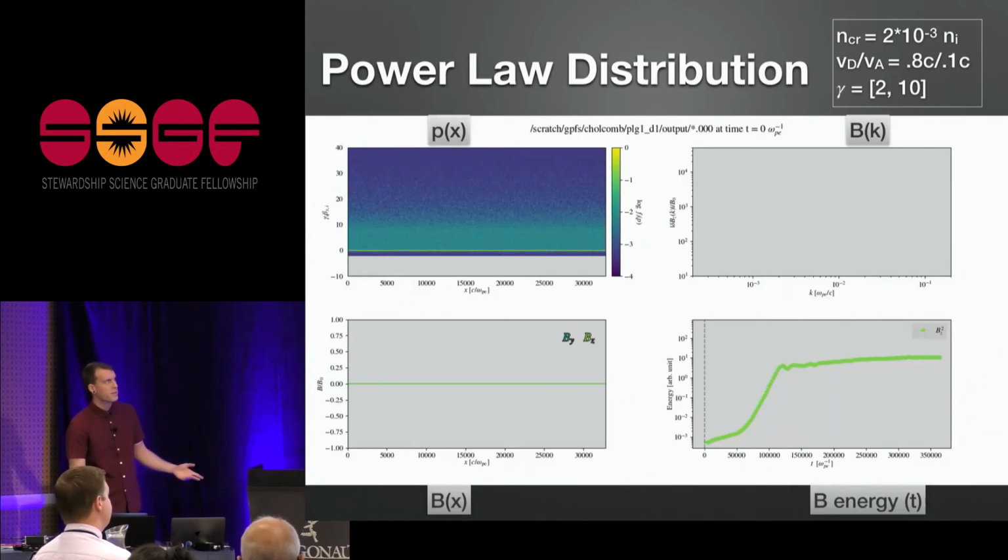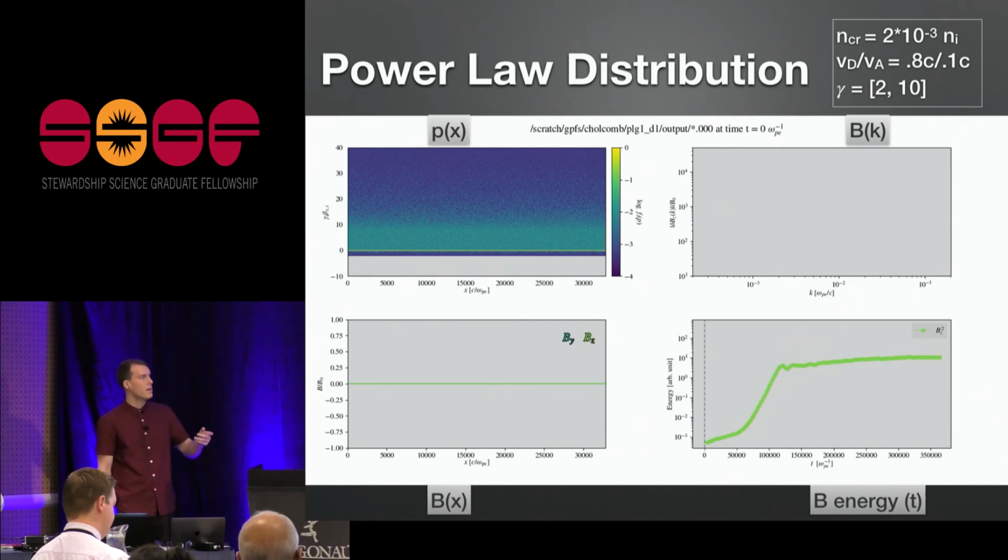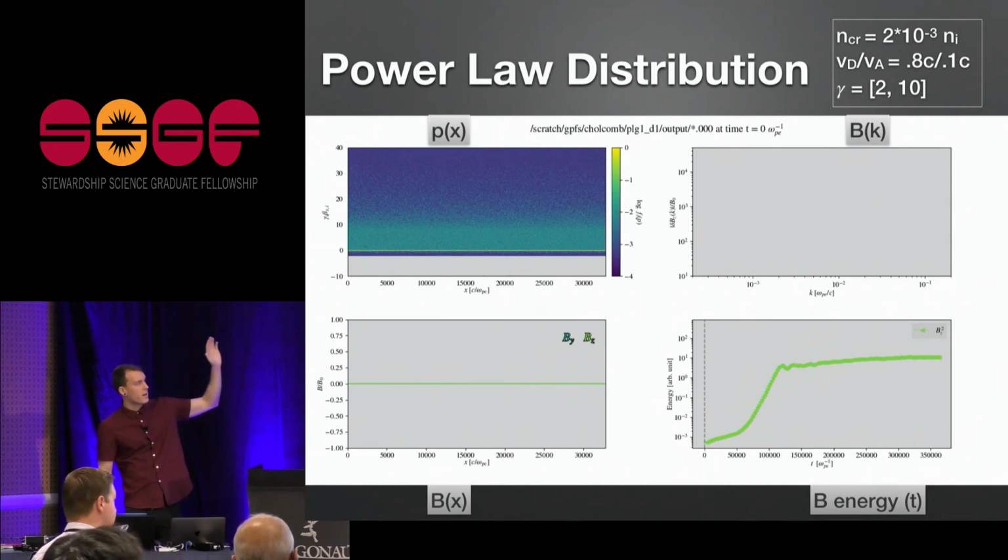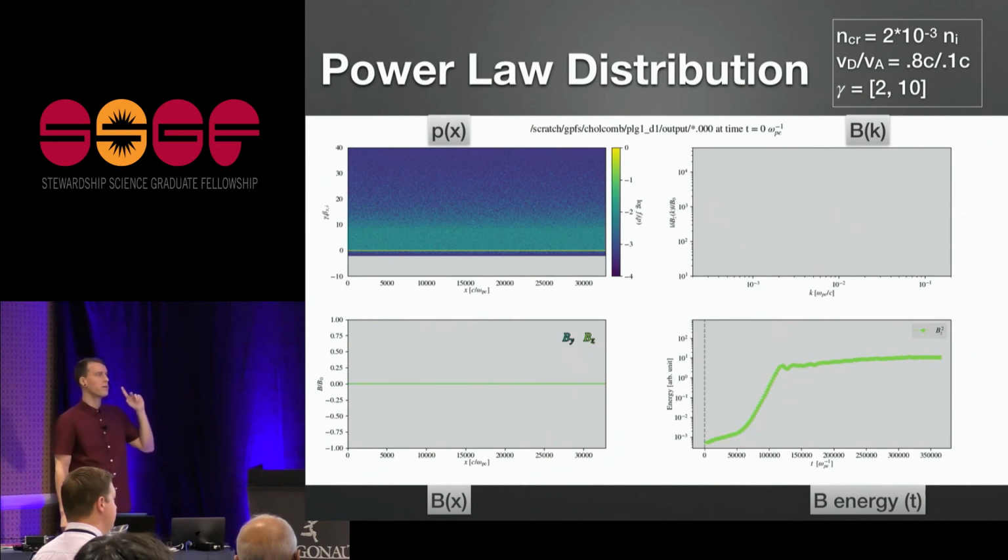So a more realistic distribution would be the power law distribution, which is what I spent a lot of time on. Here I'm going to show a little animation of a simulation. In the top left corner, we have, again, this X momentum density. On the bottom left, we have the transverse magnetic field. On the top right, we have the magnetic field spectrum in Fourier space. And on the bottom right, we have the magnetic energy over time.